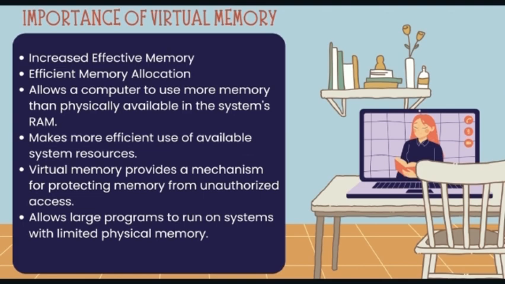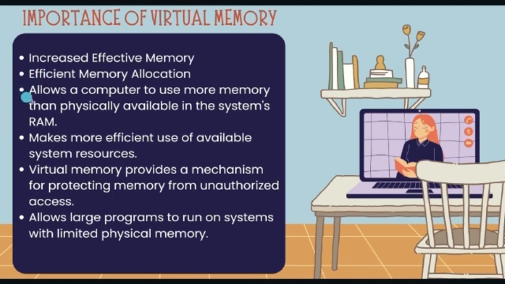The second importance is effective memory allocation. Virtual memory allows for efficient memory allocation and management. The operating system can divide the virtual memory space into fixed-size blocks or pages and load only the necessary pages into physical memory. This approach optimizes memory use, as only the required portions of applications are loaded while the rest remains on the disk.